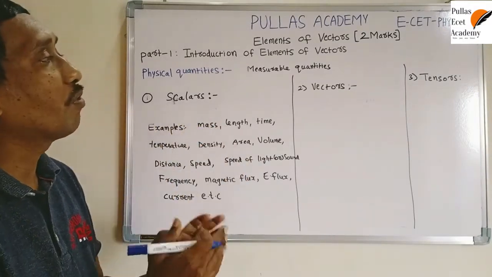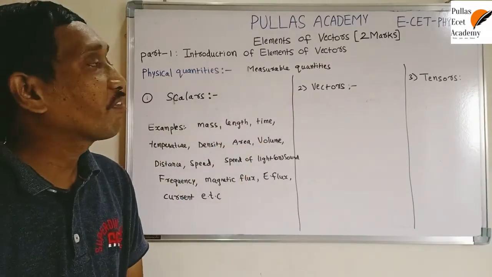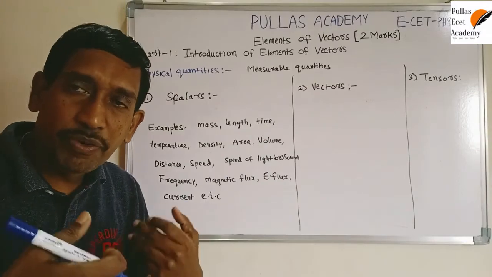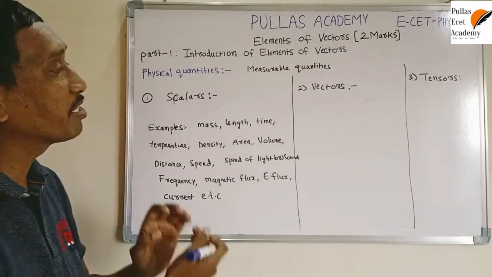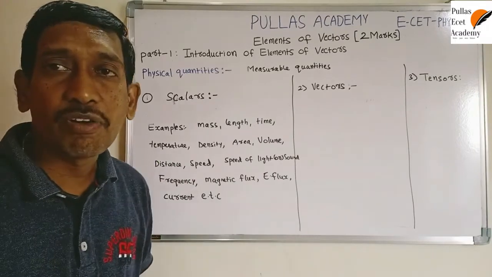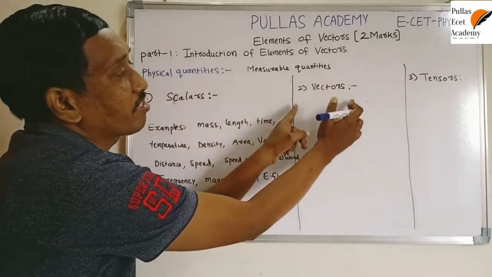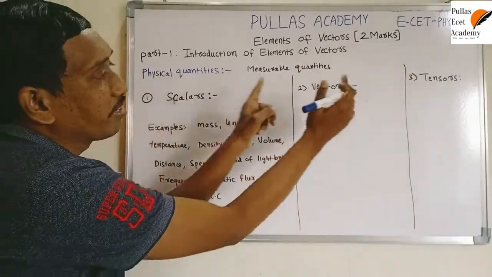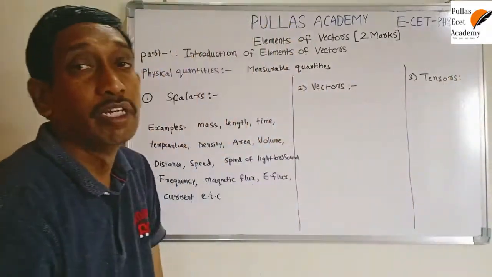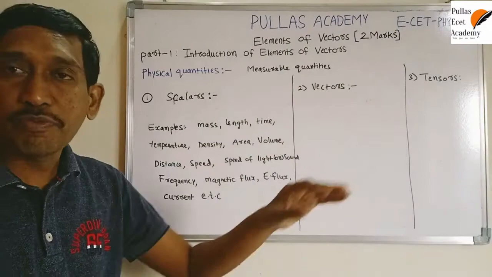If they have quantity, they can be measured. Otherwise there is no need to measure the quantity. That means if you consider any physical quantity, it has magnitude. Scalars have magnitude, vectors have magnitude, tensors have magnitude. But scalars do not have direction, while vectors have direction. What is the difference? We will discuss.